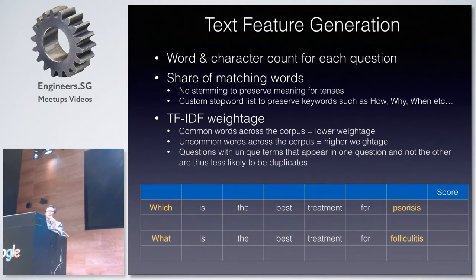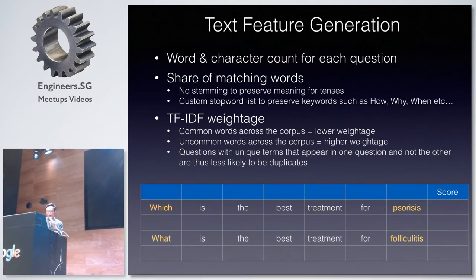And then, of course, the next one will be share of matching words. So we try to find what's the proportion of the words that appear in one sentence matching the other sentence, and the higher the proportion, intuitively, the closer the match. Obviously, we all know that that's not necessarily the case, but here we're trying to generate as many features as possible. Now, one of the things I did was not to do stemming, to preserve the meaning of the tenses, right? And I had a custom stop word list to preserve the keywords such as how, why, when, and where, because these are fairly important when you begin the question with how and why.